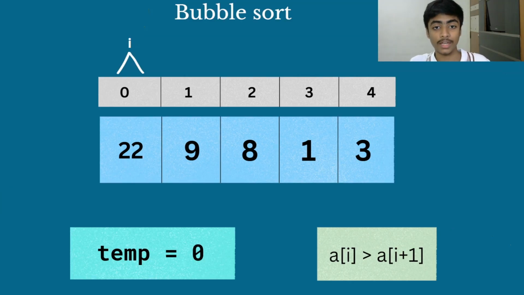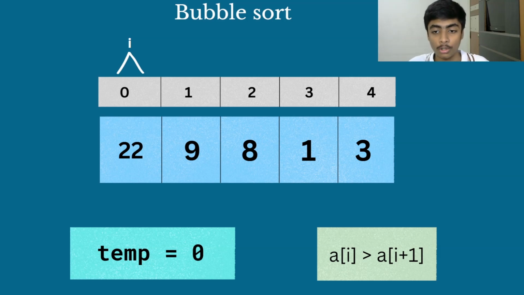Right, so I made this array which has 5 elements: 22, 9, 8, 1 and 3. I'm using i as an iterator to iterate the array, and I made another variable called temp which is initially set to 0. You'll understand later why I made this variable. Beside it, I have a condition which is checking if a[i] is greater than a[i+1]. All this is saying is that it's checking if the current value is greater than the next element in your array. This is something we're going to use to sort this array.